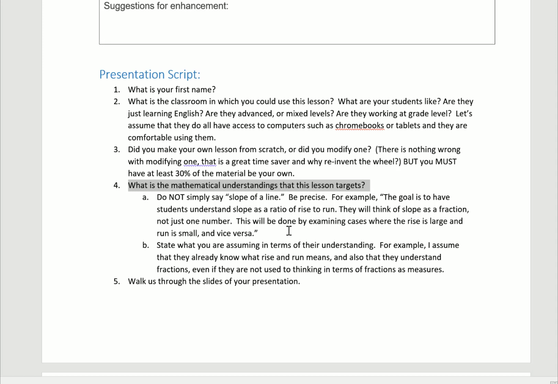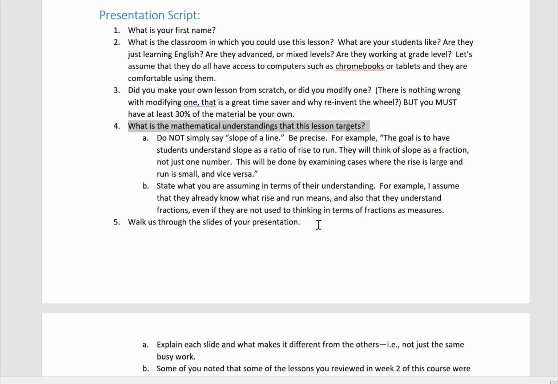And then state what you're assuming in terms of their understanding. For example, they already understand what rise and run is. Sometimes people have lessons where they basically just start off with a whole bunch of definitions. Students aren't really interested in that, and neither are we. We know that you can make a lesson where you just present stuff. What we want to see is the really cool interactive games and activities or questions that you ask the students.